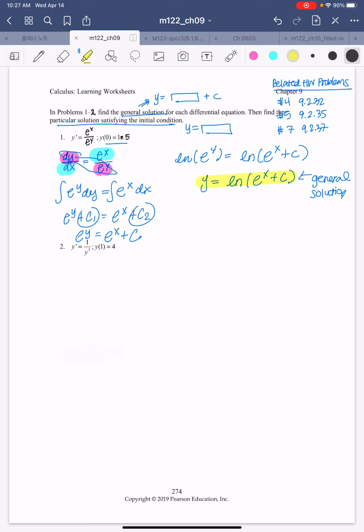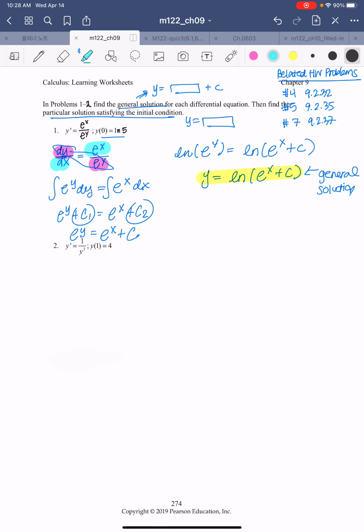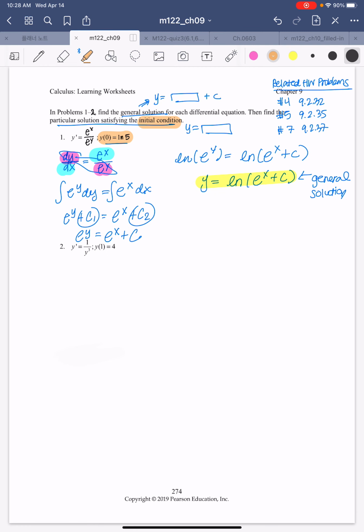Now we are actually going to find the particular solution. That's the second part. I'm going to use the initial condition given, plug it in to solve for c, and then at the end write it down nicely as a y function without leaving it as plus c. So let's do that. This means x value, this is a y value, input and output. So I have y as ln 5 is equal to ln e to the 0 plus c. Anything to the 0 power is 1. So I have ln of 5 is equal to ln of 1 plus c.